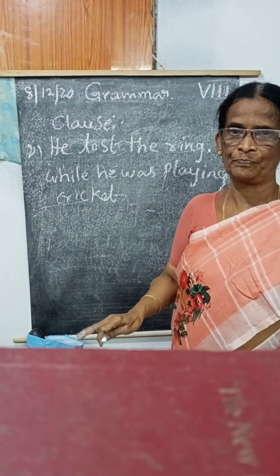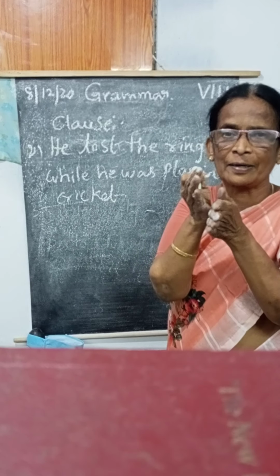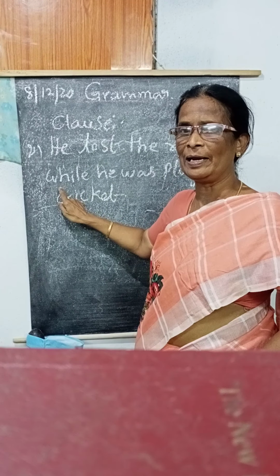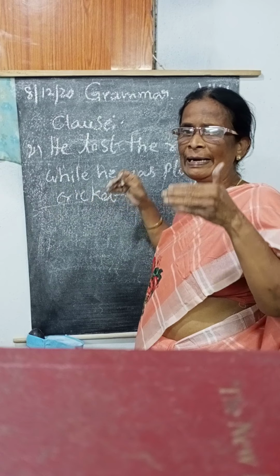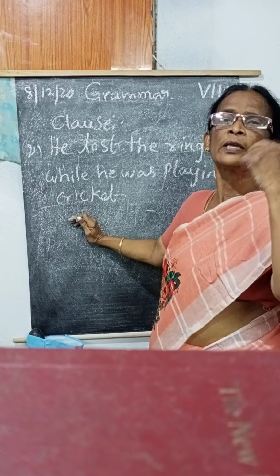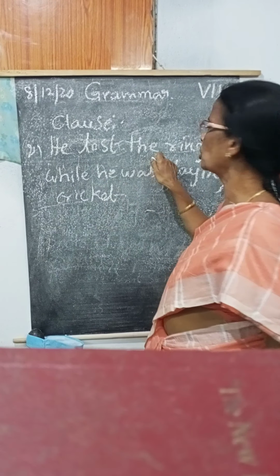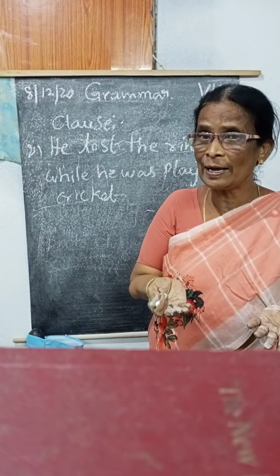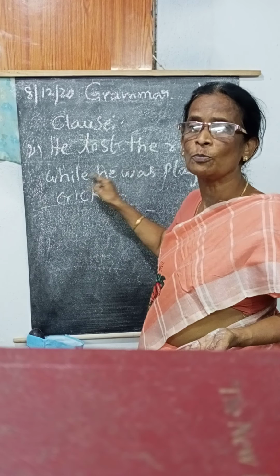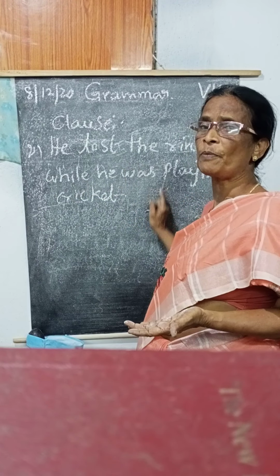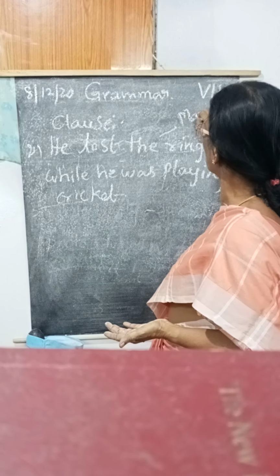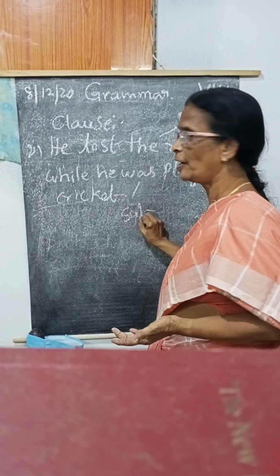He lost the ring. When you make the question where, or while, which, these are connecting to the main clause. Then only the subordinate clause gives the full meaning. So, he lost the ring. Where? While he was playing cricket. While he was playing, he lost the ring. So this is the main clause. This is the subordinate clause.